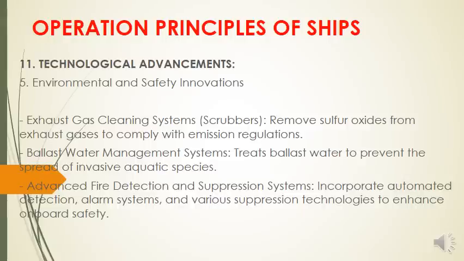The fifth is environmental and safety innovations, which involves first exhaust gas cleaning systems, that is scrubbers. This removes sulfur oxides from exhaust gases to comply with emission regulations. It could also involve ballast water management systems that treat ballast water to prevent the spread of invasive aquatic species. Also, it involves advanced fire detection and suppression systems. That is, it incorporates automated detection, alarm systems, and various suppression technologies to enhance onboard safety.